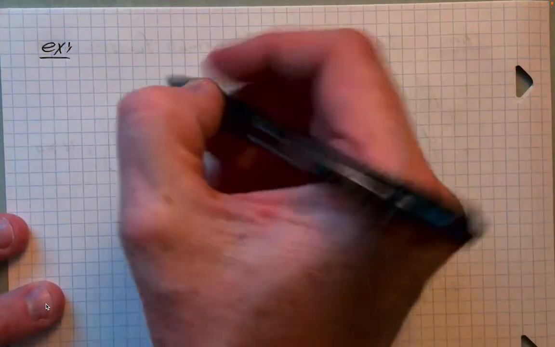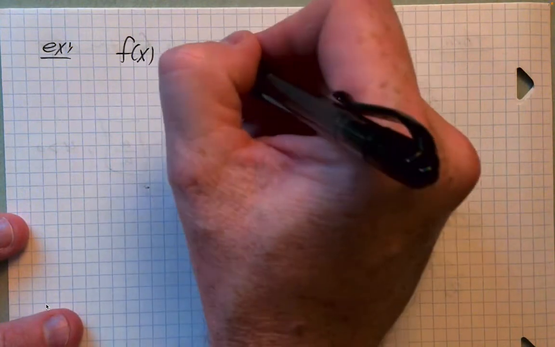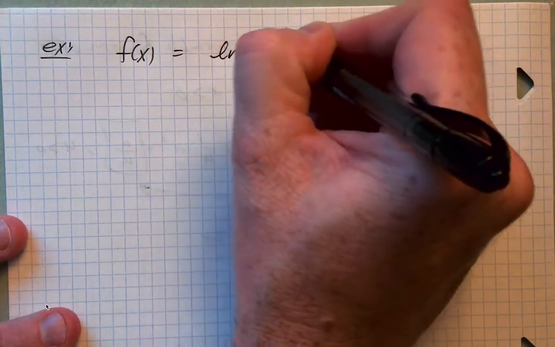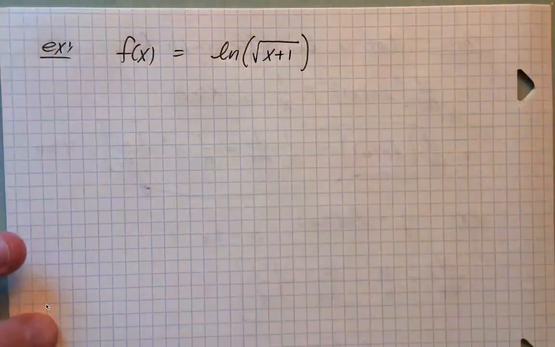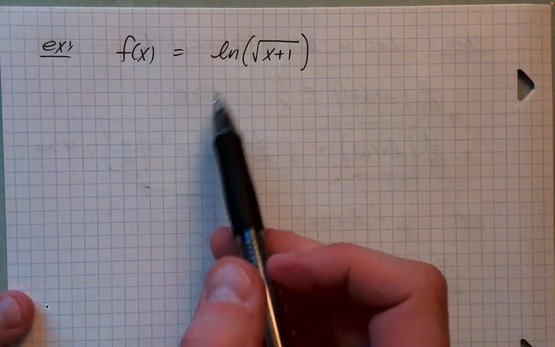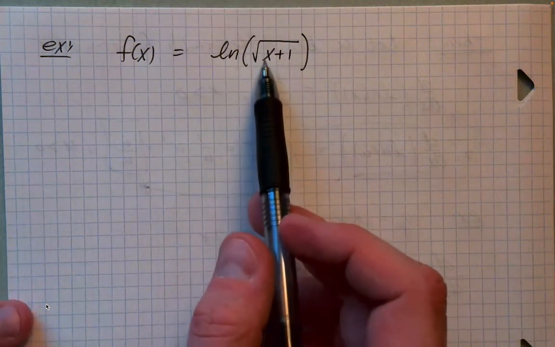This one, let's try to differentiate the function f of x equals the natural log of the square root of x plus 1. Okay, so this one we're trying to be very tricky. Notice we can do some simplification on this function, because straight away this looks pretty tricky. You've got the natural log of the square root of x plus 1.